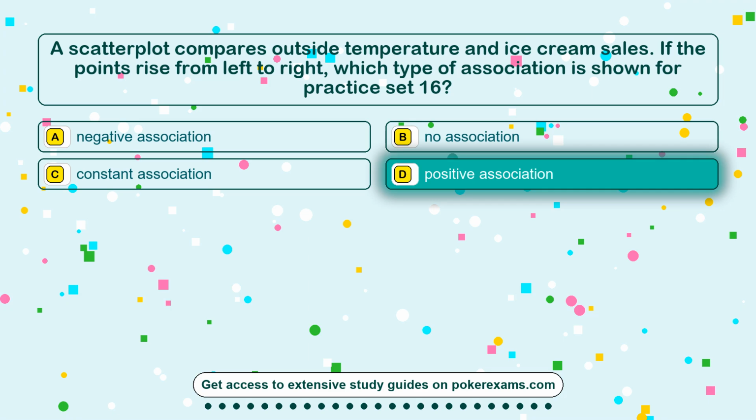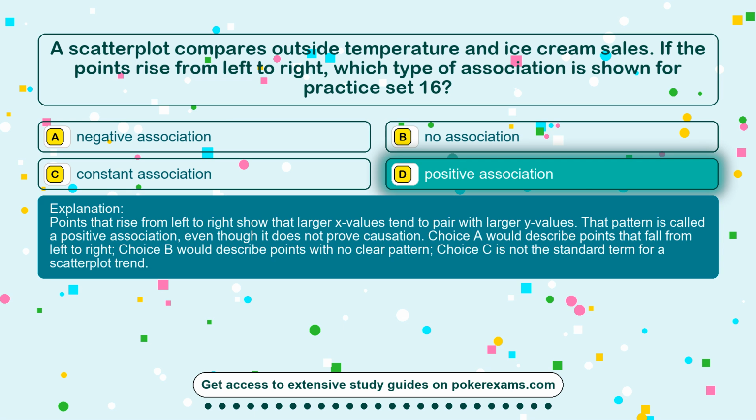The correct answer is option D, positive association. Points that rise from left to right show that larger x values tend to pair with larger y values. That pattern is called a positive association, even though it does not prove causation. Choice A would describe points that fall from left to right. Choice B would describe points with no clear pattern. Choice C is not the standard term for a scatter plot trend.